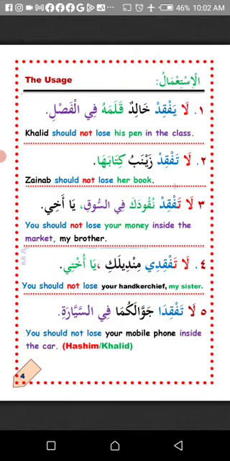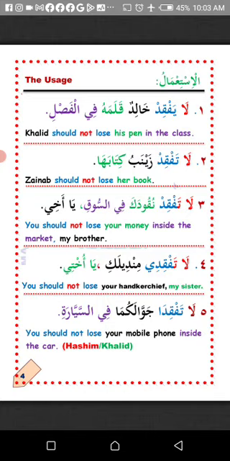Al-istimal, now the usage. Number 1. لا يفقد خالد قلمه في الفصل. Khalid should not lose قلمه, his pen, في الفصل, inside the classroom. Number 2. لا تفقد زينب كتابها. Zainab should not lose her book. Number 3. لا تفقد نقودك في السوق يا أخي. Never lose your money, في السوق, inside the market, يا أخي, my brother.